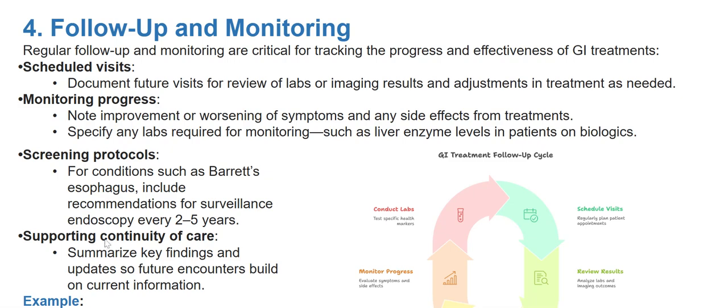Supporting continuity of care. Summarize key findings and updates so future encounters build on current information. Example: a patient with GERD started on omeprazole, which is a proton pump inhibitor (PPI), returns for follow-up. Improvement in symptoms is noted and a repeat endoscopy is scheduled in 6 months. And here is a diagram showing the GI treatment follow-up cycle.